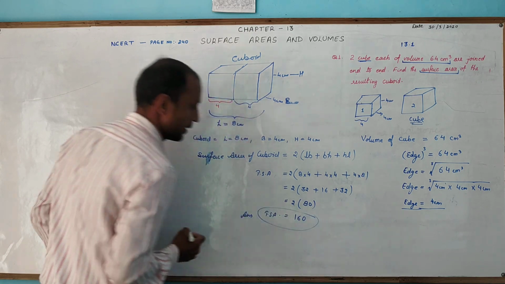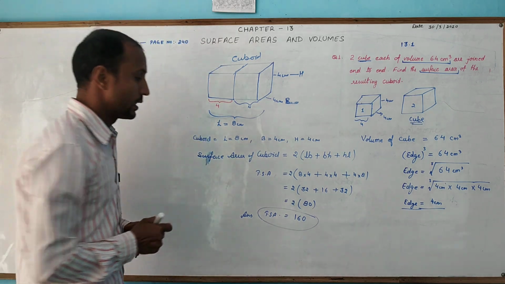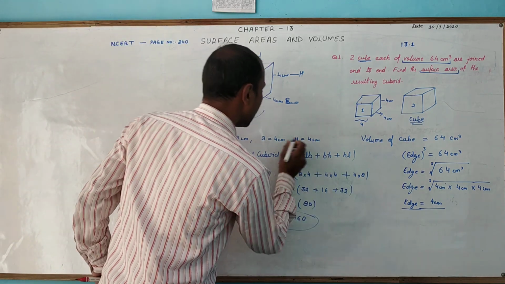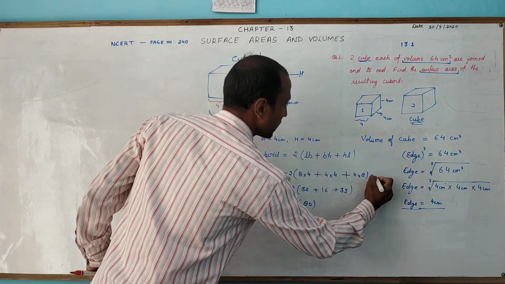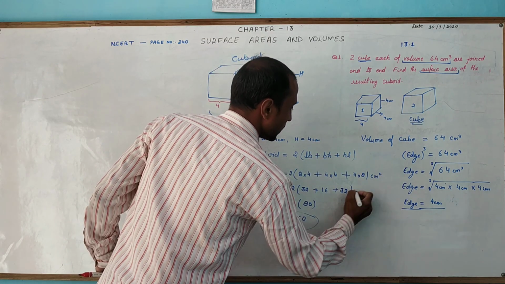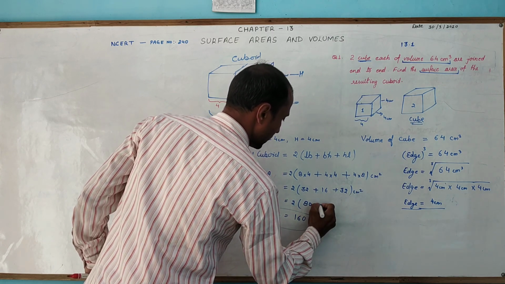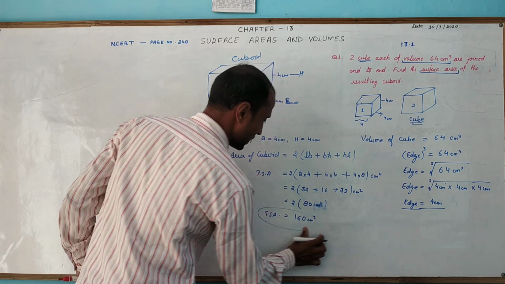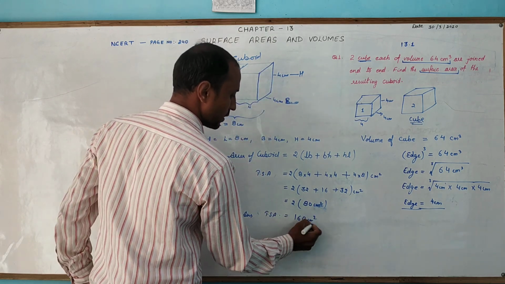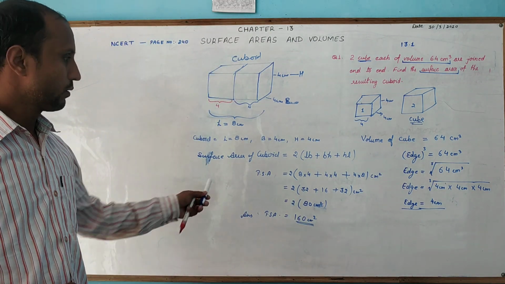So he asks us the total surface area. So total surface area is equal to 160. But everywhere it is a centimeter. We have not kept centimeter here. So here we can have centimeter square. Here also centimeter square. Here also it is a centimeter square. So it is your 160 centimeter square. Now it is your final answer, 160 centimeter square. Now note it down.